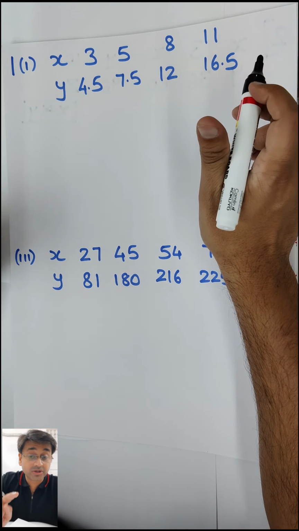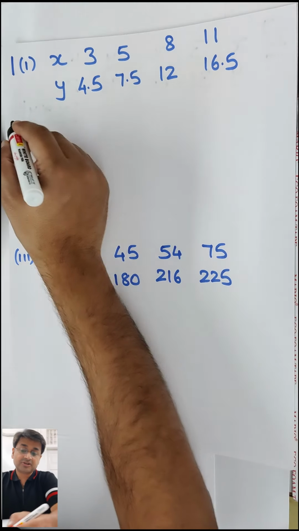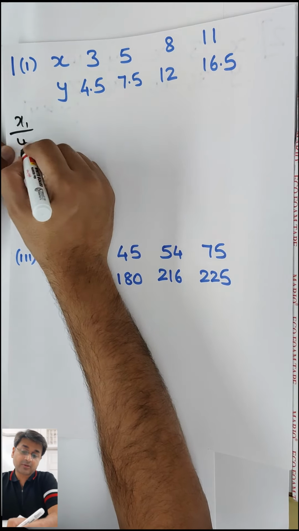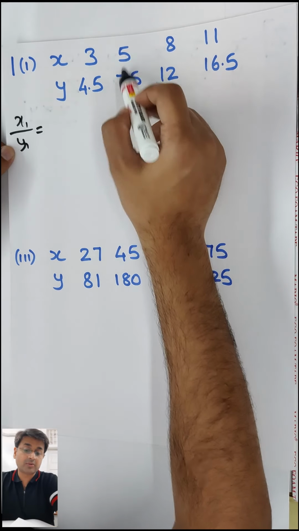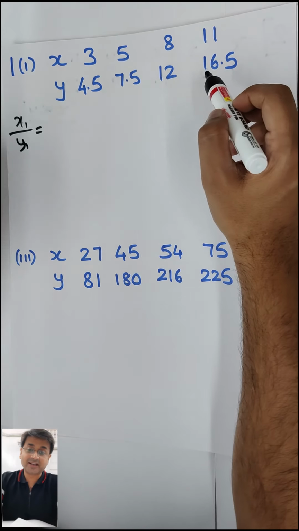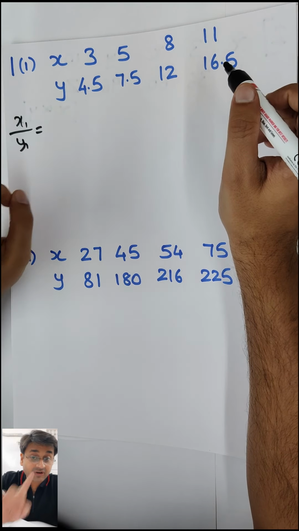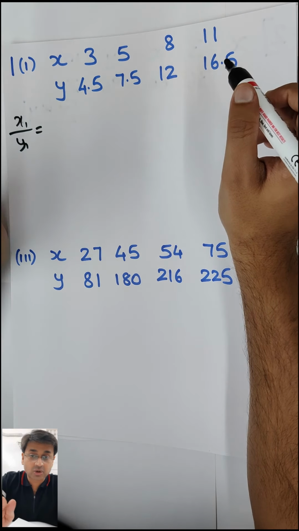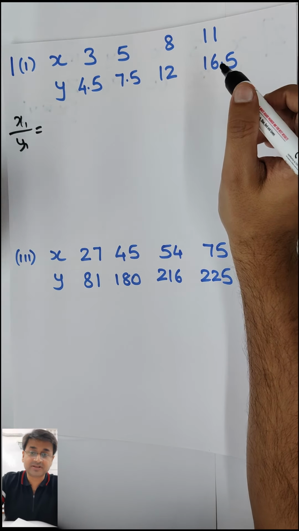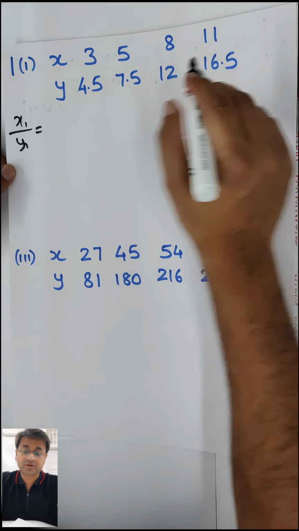So what you are going to do is divide the quantities. So you say x1 by y1. We are calling these x1, y1, x2, y2, x3, y3 and x4, y4. So we will divide all four of them. Even if one is not constant, it is not. All four have to be the same. So come on, pause the video, and try it on your own.